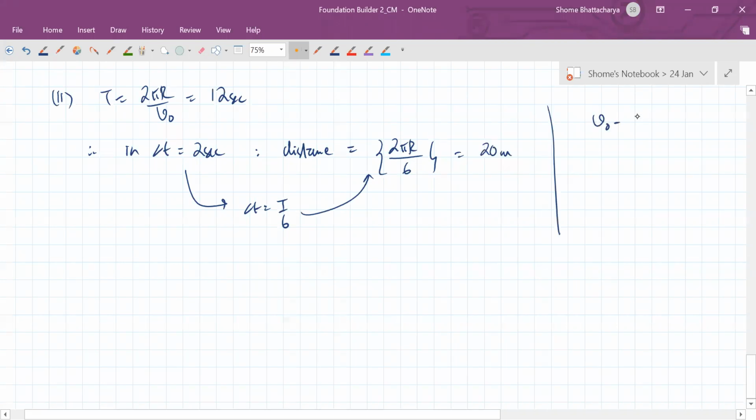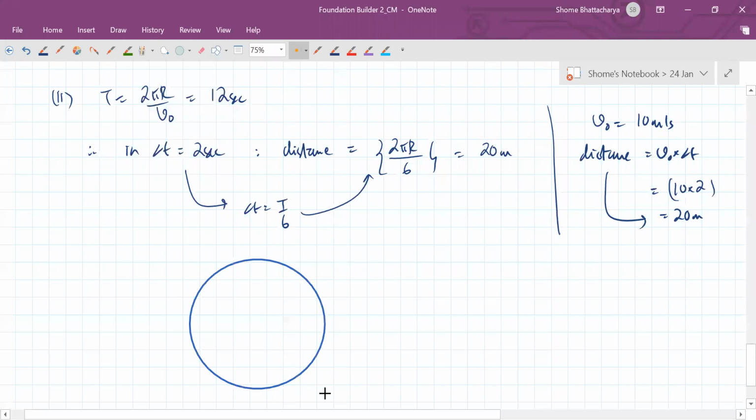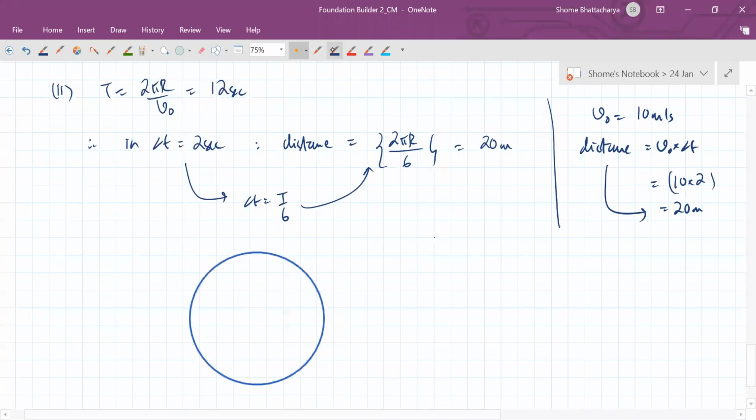Or speed is 10 meters per second. So distance is speed into time, no? So either way you can see. So distance traveled is 20 meters. But on the other hand, if we were interested in the displacement, let's just quickly look at that also. The displacement in 2 seconds, how much that will be?